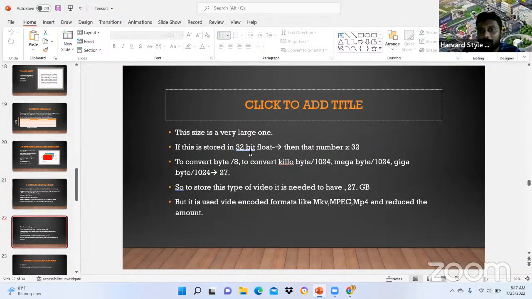To store that big value in 32-bit, you have to multiply by 32. To convert into bytes, you divide by 8. That is a very large number. To convert it into kilobytes, you divide by 1024. To convert into megabytes, again divide by 1024. For gigabytes, again divide by 1024. You will get an answer of approximately 27 gigabytes, something like that for the video. You will get this type of large storage value. In machine learning, 27 gigabytes is a big value.